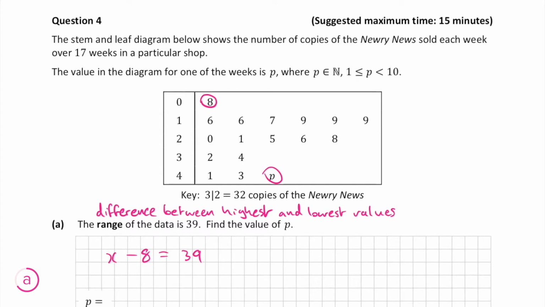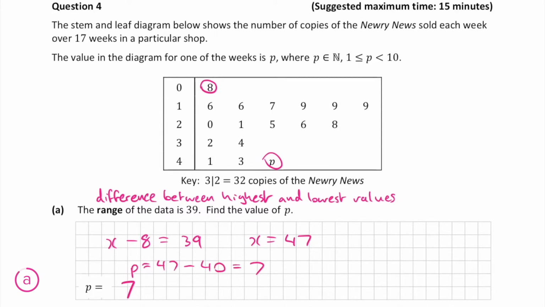Since we're told the range is 39, we can write x minus 8, which is the highest value minus the lowest value, is equal to 39. Adding 8 to both sides, we get x equals 47. Since we know that 4p represents 47, we can say that p equals 7. Part A is worth the first 10 marks.